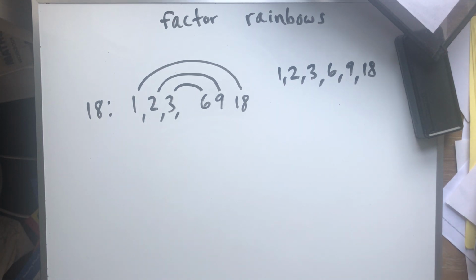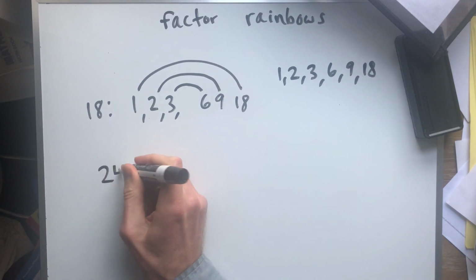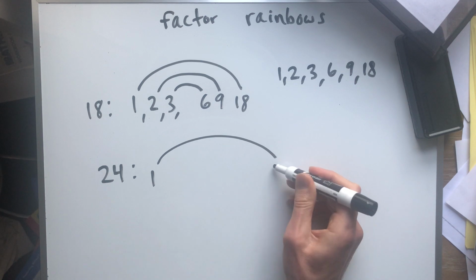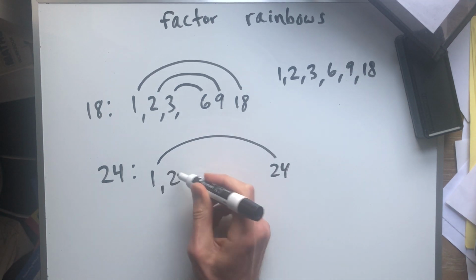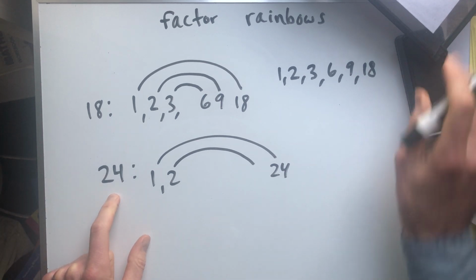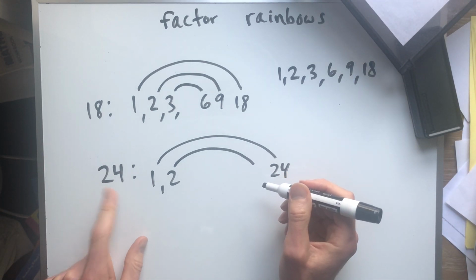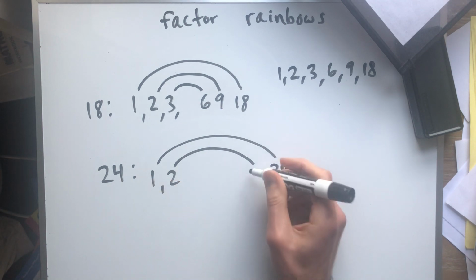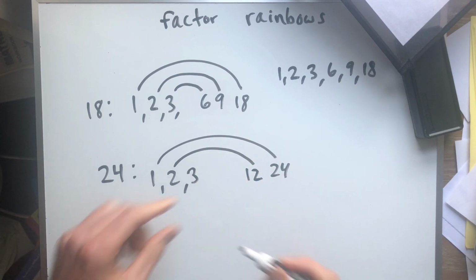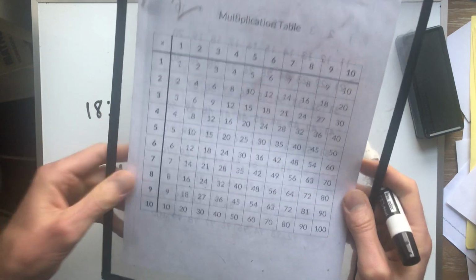Let's do 24. 24 is kind of a tough one because I know for a fact there are a lot of factors in 24. So 1 times 24, obviously, right? 2 times, do you know what that is? Well, what's half of 24? 2 times that number is going to be 24. It's 12. 3, does 3 go in? Yep, right there. 3 times 8.